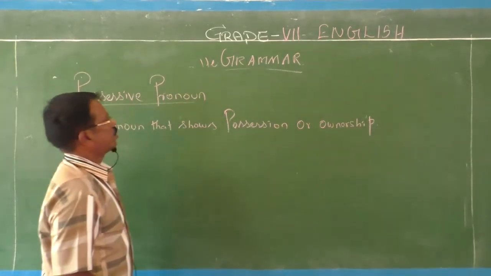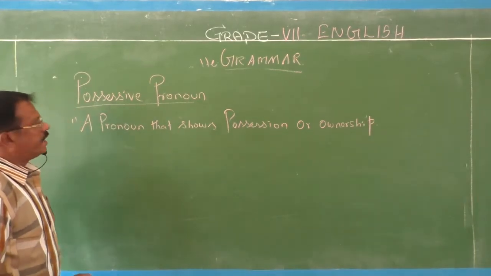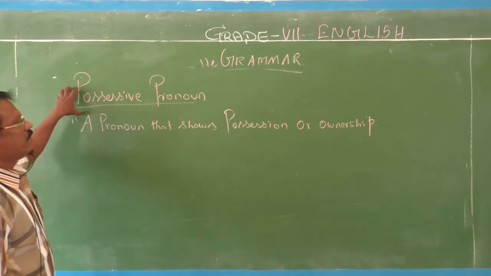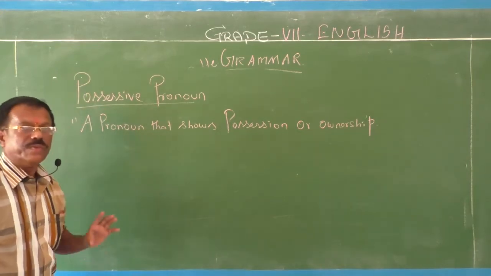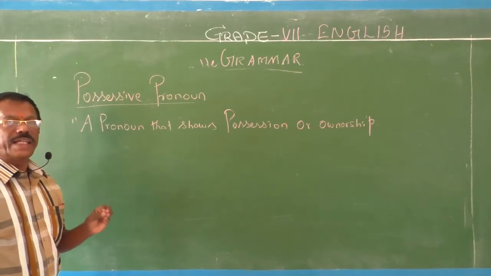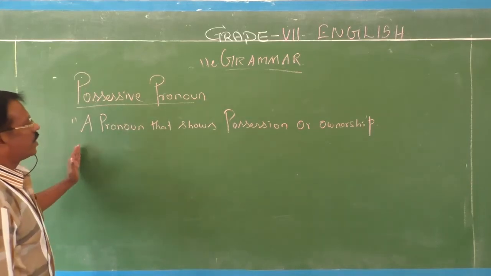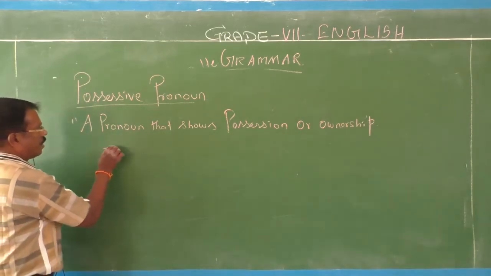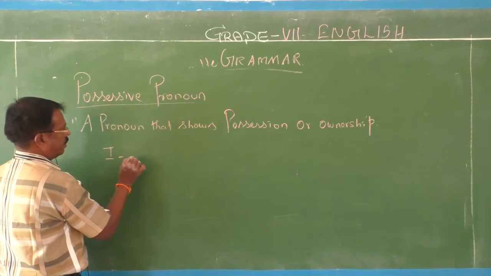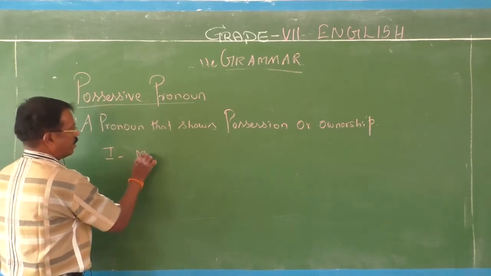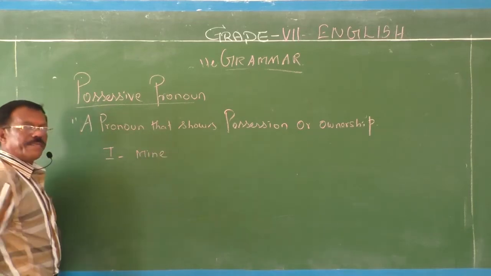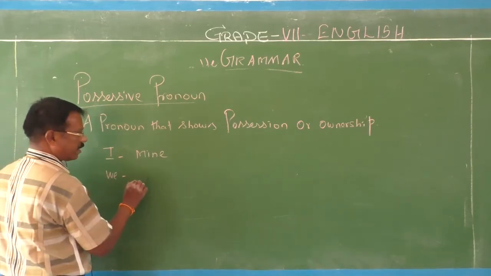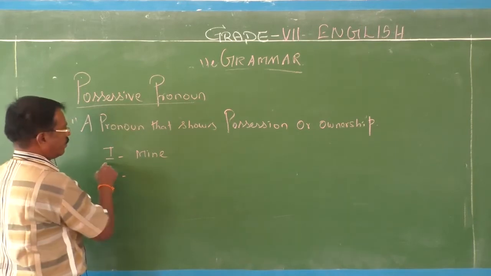A pronoun that shows possession or ownership is called possessive pronoun, and this possessive pronoun acts as a noun. This possessive pronoun comes at the end of a sentence. Now, for I, the possessive pronoun is mine. For We, possessive pronoun is, do you know that, children?